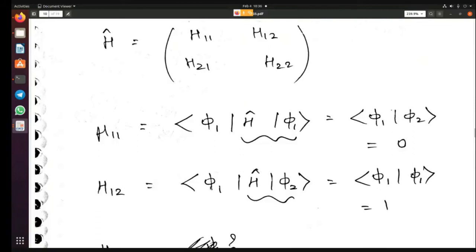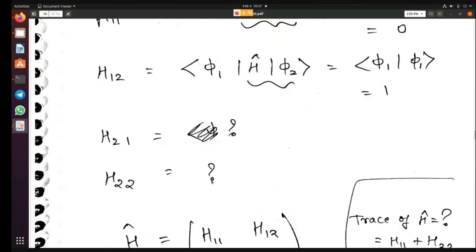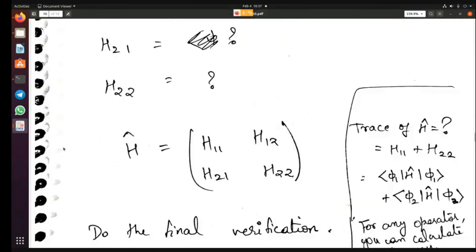Similarly, H12 will be phi1, H sandwiched between phi1 and phi2. H phi2 gives you phi1, and so the scalar product of phi1 with phi1 gives you 1. So we now know that H11 is 0, H12 is 1. The other two are remaining to be found. You can find it. Do it in a similar manner, find the answer, and then write down the complete Hamiltonian matrix.